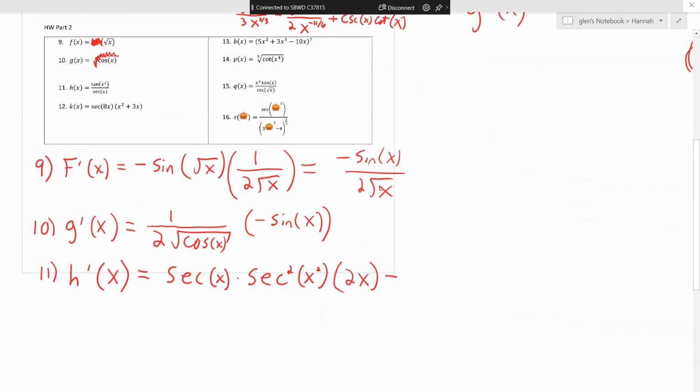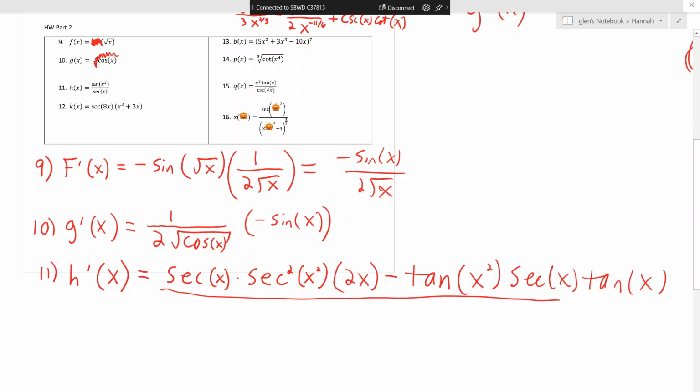Minus. We're going to leave the top, which is tangent of x squared, times the derivative of the bottom, which is secant x, tangent x. And that ridiculous fraction is all over the denominator squared, which is the secant squared of x. Okay?